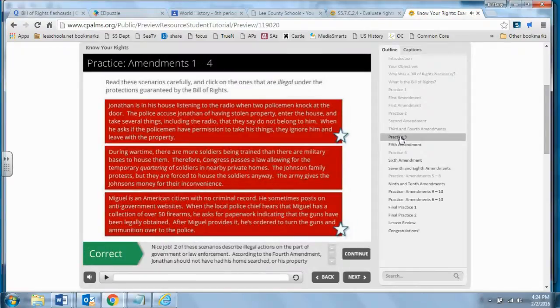Have had his home searched, or his property confiscated, without a search warrant being produced.